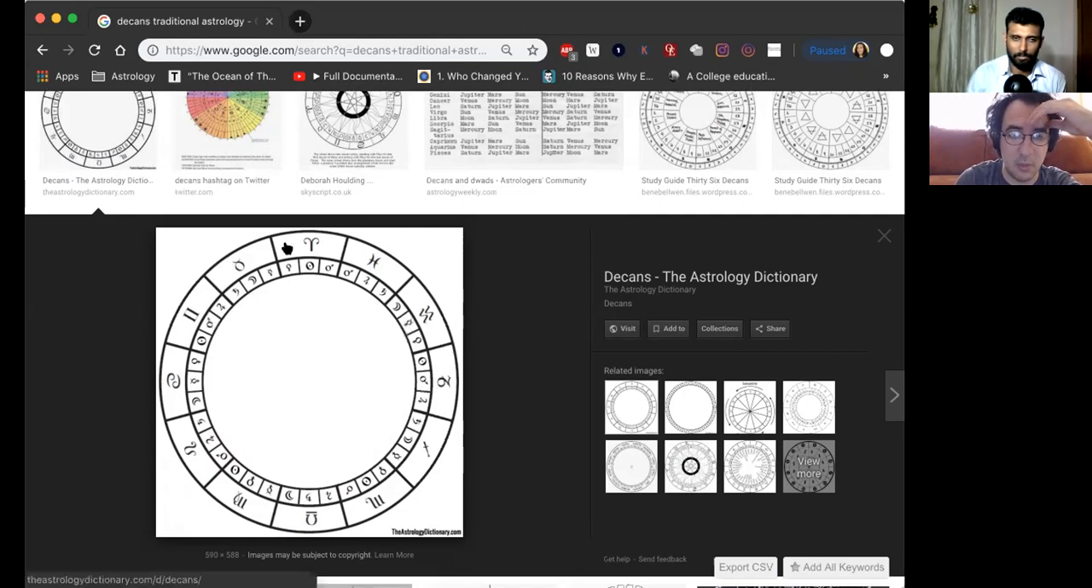Basically, you take the sign, and the first part of it is ruled by the same sign. So it's like Aries, and then you go to the next in the triplicity. You go to Leo, which is the next fire sign, and you'll get Leo. Then you go to the next fire sign, you'll get Sagittarius. Likewise in Leo, we'd have Leo first, then Sagittarius, then Aries. So that's the more common scheme.